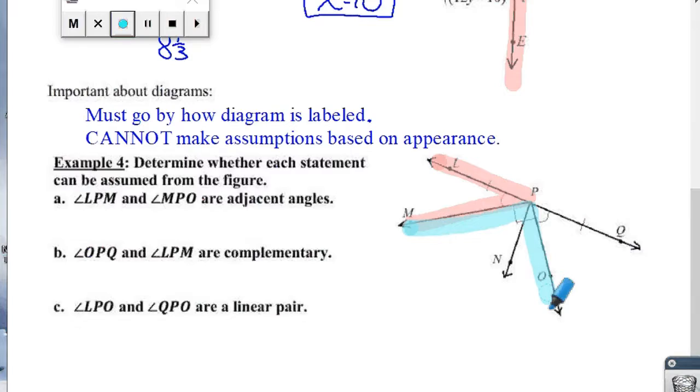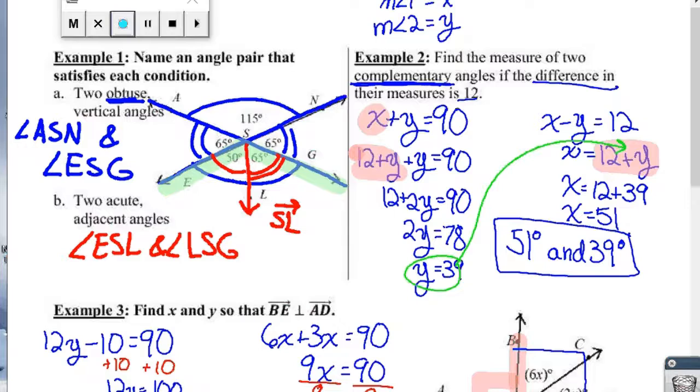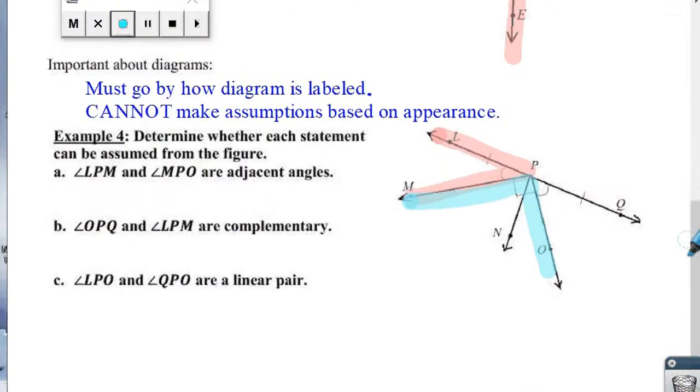Well, go back to what adjacent angles are. Adjacent angles are angles that share a common vertex, a common side, and no points in the interior. These two angles definitely look like they satisfy that. We can assume that they share this side and they don't overlap. So yeah. They want to know if this can be assumed from the figure. The answer is very simply yes.